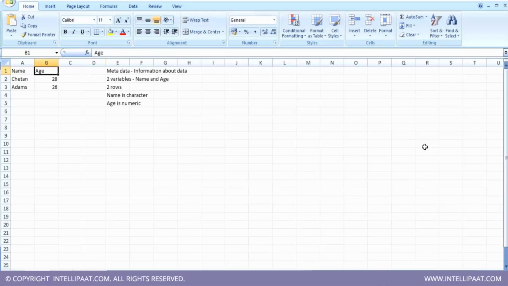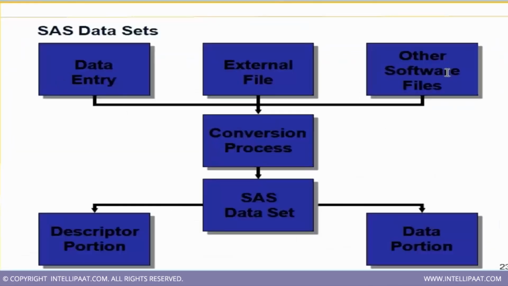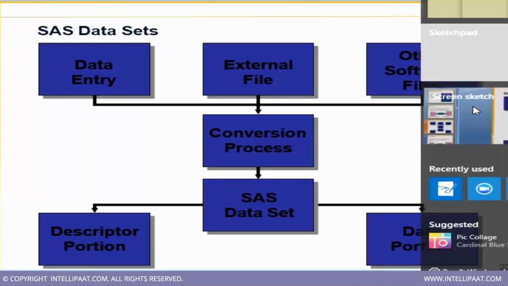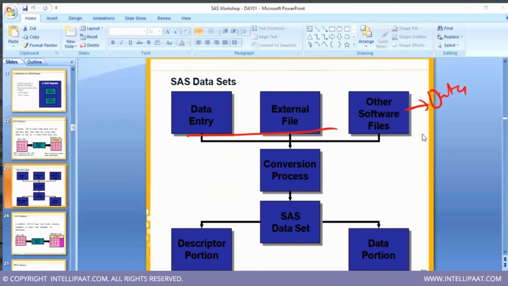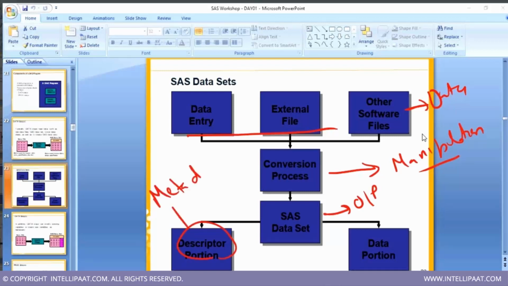Here, data step produces two outputs. One is the actual data. Second is the metadata. So this is the data it is reading. This is the conversion process, what we call manipulation. We are converting the data. This is the output. Output is descriptor, also called metadata. What is the other name for metadata? Descriptor portion. We call it descriptor portion. Another one is the data portion. It is a SAS dataset.